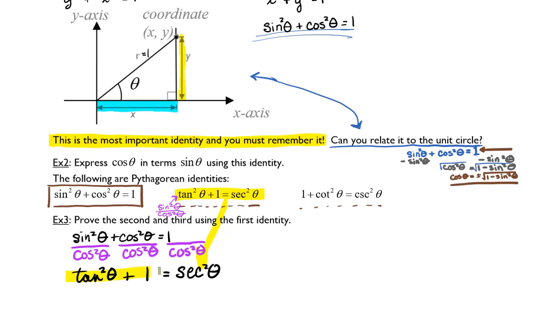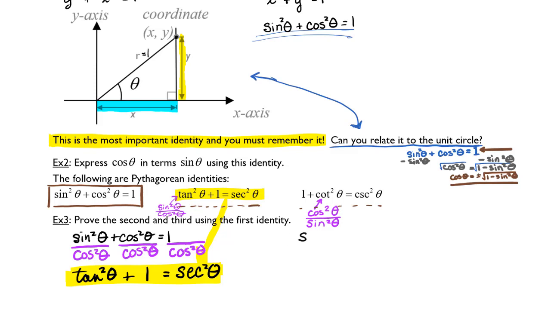Let's see if I can do something similar with 1 plus cotangent squared theta equals cosecant squared theta. I happen to know that cotangent is cosine over sine, and this is cotangent squared theta, so we'll keep with the pattern, cosine squared theta over sine squared theta, which is the reciprocal of tangent squared theta. Which means if I divide everything by sine squared theta, I'm probably going to get what I want.